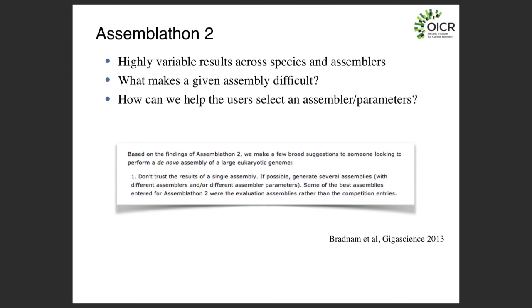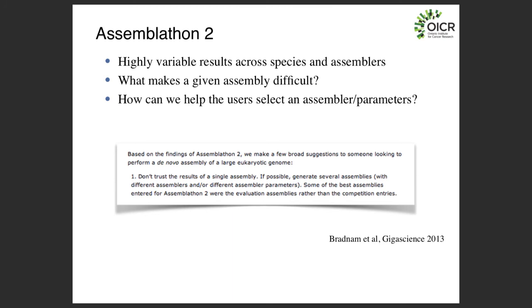Repetitive sequence, exactly. That's a big one. How repetitive is the genome you're trying to sequence? And GC content, exactly. Both because it's going to make the genome look more repetitive if you have very biased sequencing data, but also it's much more difficult to get uniform coverage across the genome if there's extreme GC content.